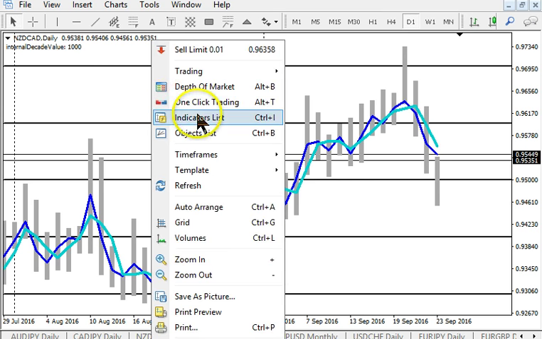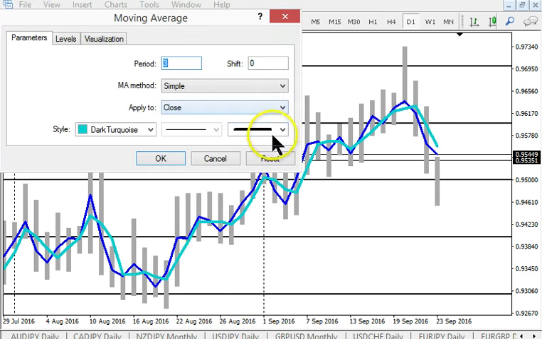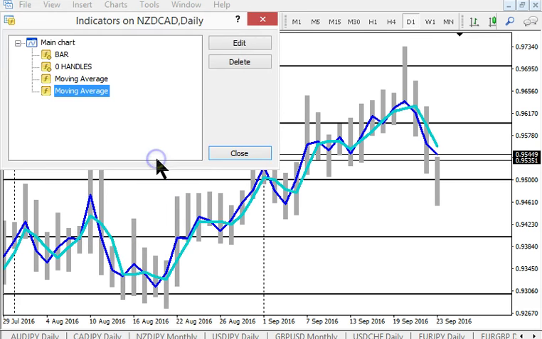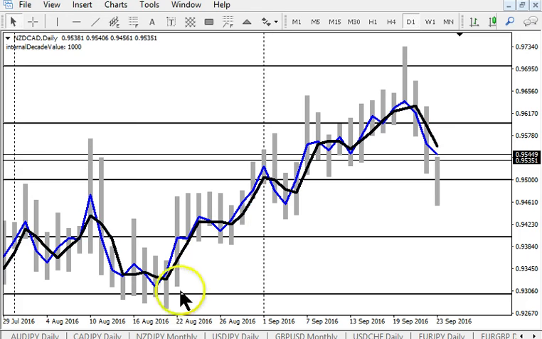Color just sucks on that moving average. I'm just gonna make it black. So you're long here. You go long. You go long. You get chopped. You go long. Now here it would sell. But you can imagine the 1 period moving average.